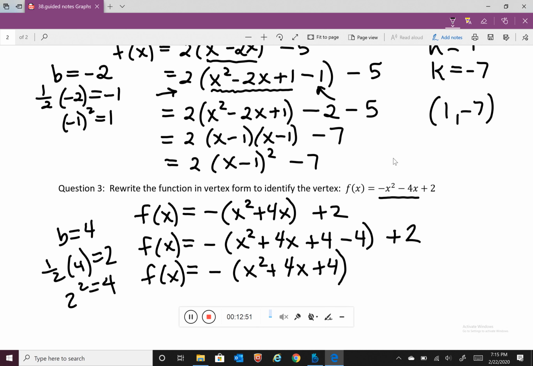What do I have to do with that balanced -4 so that I can finish this and identify my vertex?